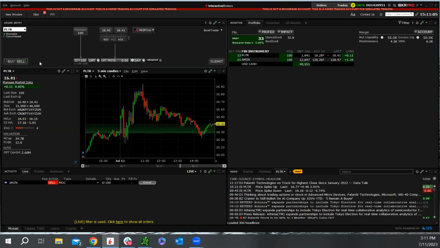Again, I'm going to want to sell because I'm currently long 100 shares of Palantir. I'm going to sell 100 shares, and I need to expand this. It doesn't come up right away when you click that button, but it did this time, probably because I used it just a moment ago: market on close. Again, the time in force is going to be the day. So I'm selling 100 shares of Palantir, market on close, enforced for the day. I'm going to click submit.